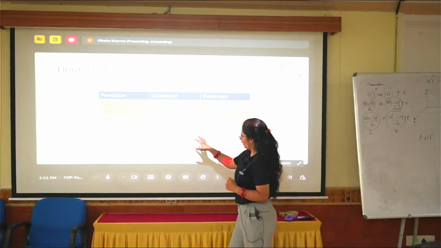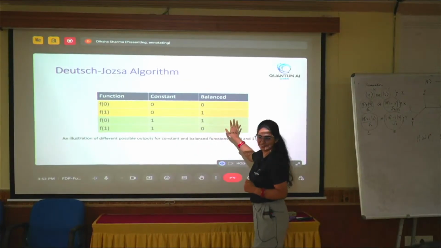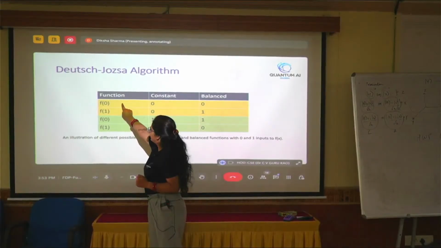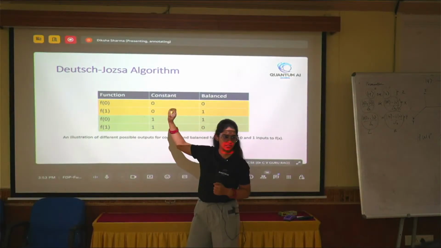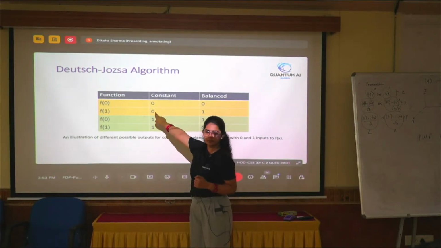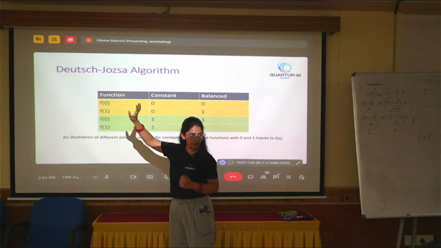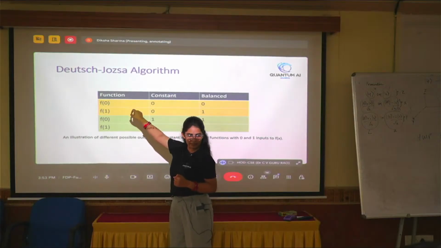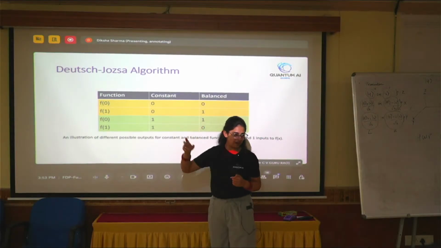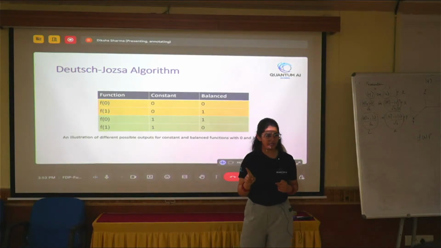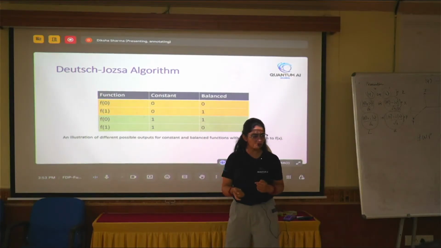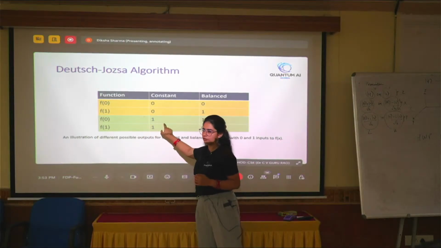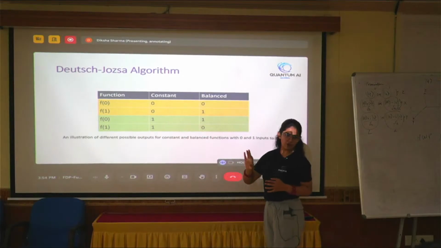In here, first, this table can be understood like this: f of 0, if I provide 0 as an input, if the function is constant, that will give me 0. And even if I give f of 1 as an input, it will give me 0 because the function is constant. It will always give me one value. And if it is giving me 1 as an output and the function is constant, whether I give 0 or 1, it will give me 1 as an output. That is a constant function.